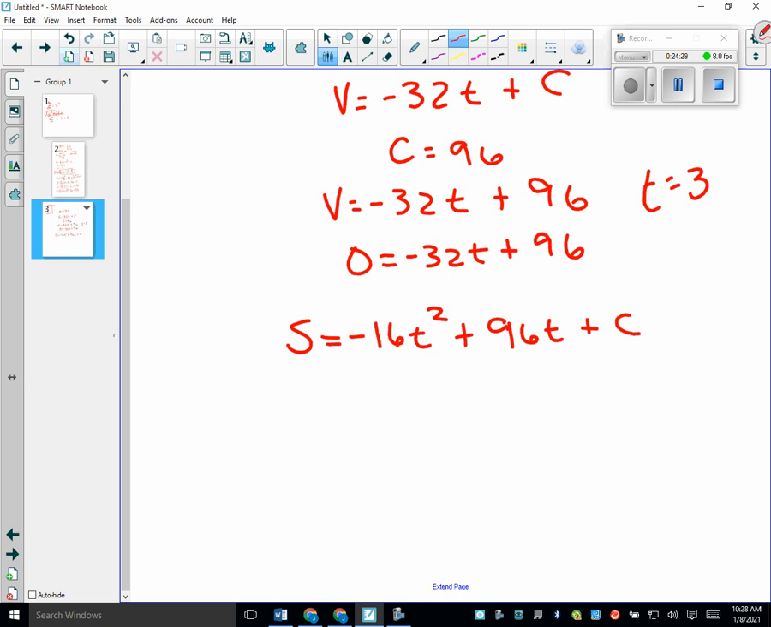What's my initial height? 0, from the Earth. So when T is 0, what is S? 0. So C equals 0. So S is this. Do you agree? So how high does it go? Oh, 3 is the time it takes to reach the maximum height. Yes, ma'am, that's what that is.